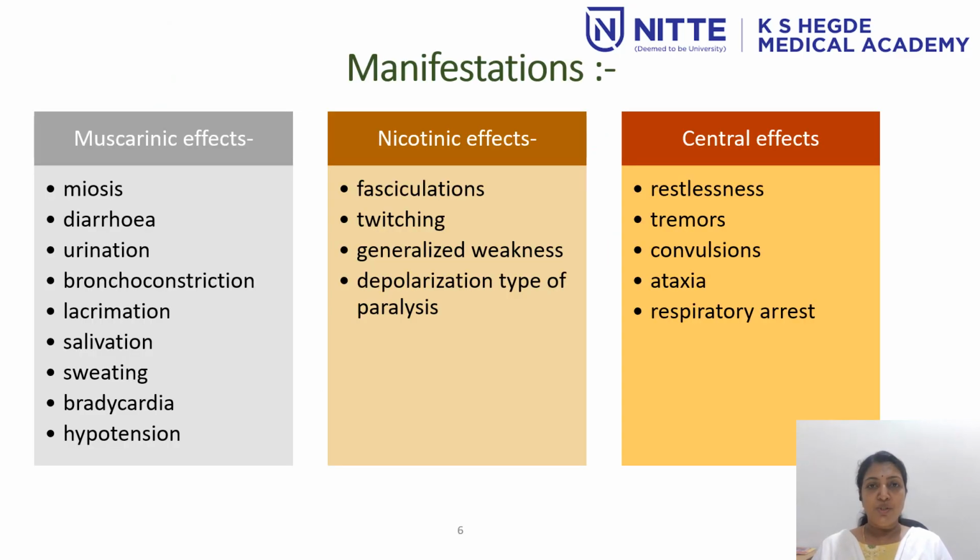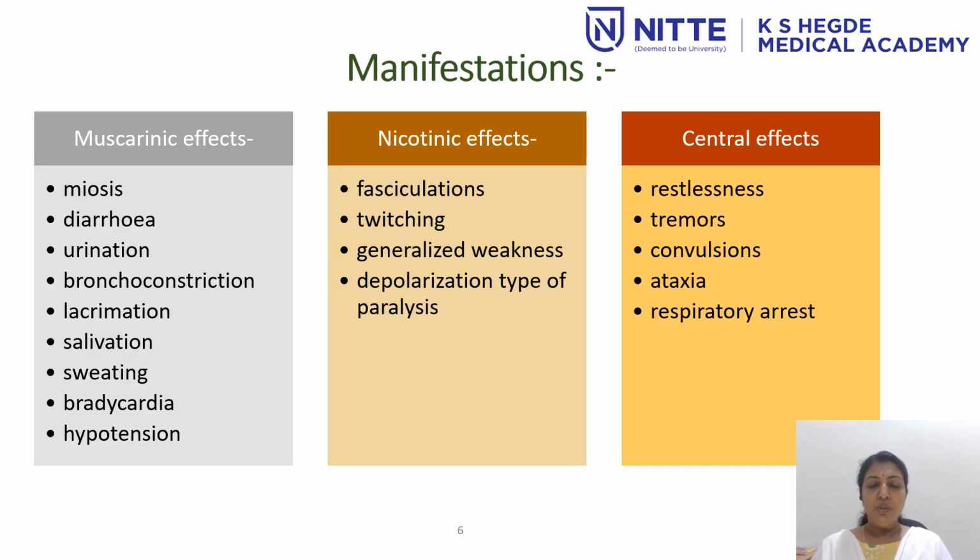So what are the manifestations of organophosphorus poisoning? Initially there will be symptoms of muscarinic excess: miosis or pinpoint pupil, diarrhea, urination, bronchoconstriction, lacrimation, salivation, sweating, bradycardia, hypotension, etc. These are usually followed by the central effects and the nicotinic effects. Central effects will be restlessness, tremors, convulsions, ataxia, respiratory arrest, and nicotinic effects like fasciculations, twitching, generalized weakness, and depolarization type of paralysis can be seen.